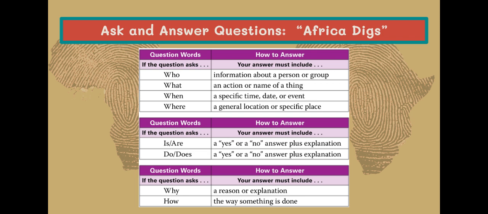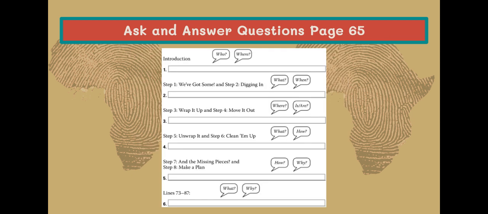This time, when we read Africa Digs, we will ask questions about the text. Doing this helps us understand what is important. We will also answer the questions that we ask. Turn to page 43 in your student books. Let's do what good readers do and reread Africa Digs with a focus on asking and answering questions.